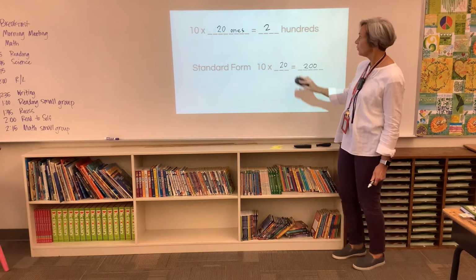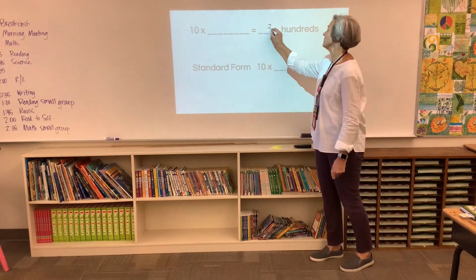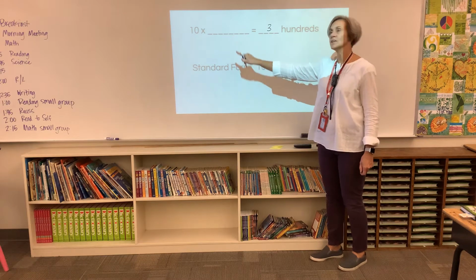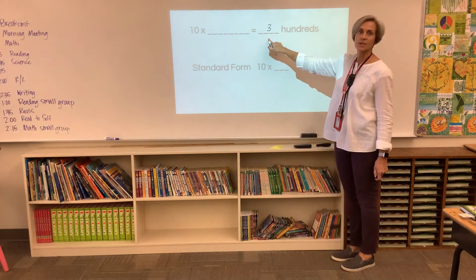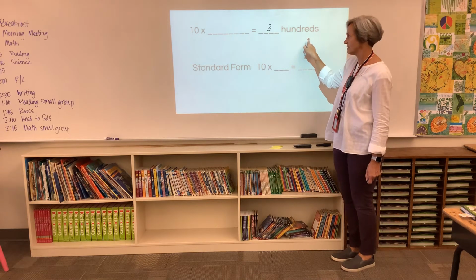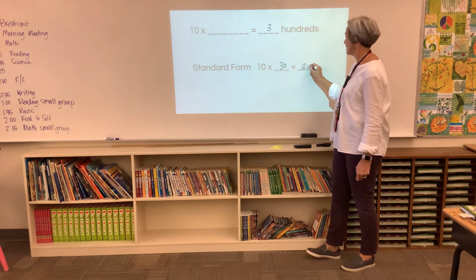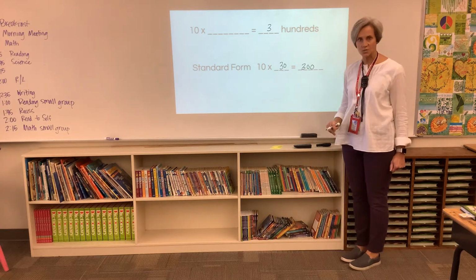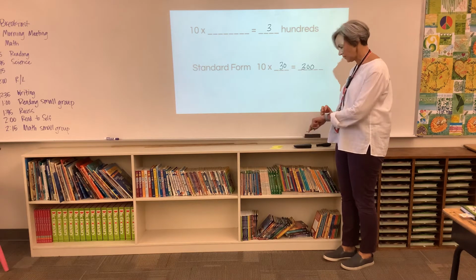All right? What if instead we had 3 here? 10 times 30 ones equals 300. Standard form, 10 times 30 equals 300. Is it starting to click a little bit? Hopefully it's starting to click.